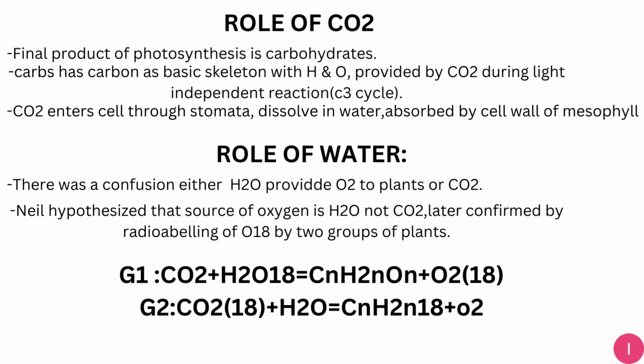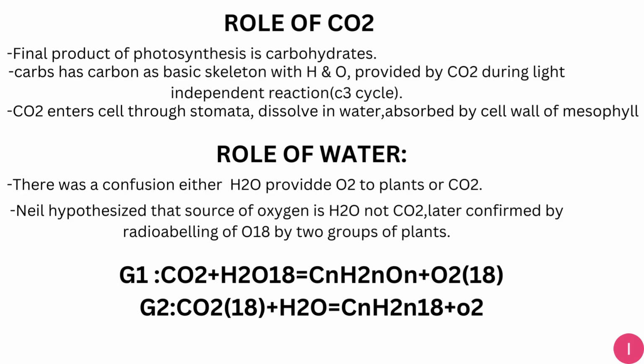It was later confirmed by the radiolabeling of O18 in two groups of plants. Let me explain this process. The radiolabeling of O18 uses an isotope of oxygen. Scientists took two groups of plants. G1 is the first group of plants and G2 is the second group. In group 1, we reacted simple carbon dioxide with water labeled with oxygen 18, means we used water with O18 isotopes.